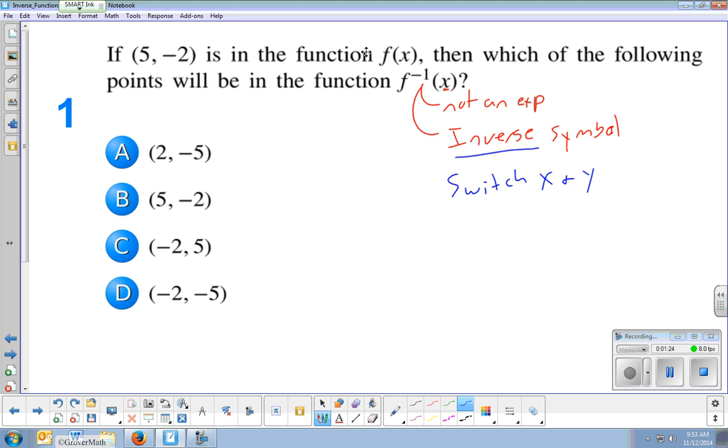So then this is actually a very simple question, right? Here's (5, negative 2). The inverse would be (negative 2, 5). Just switch x and y. That's it. It's that simple. We're going to see inverse graphs and inverse equations, but inverse at the coordinate level is very simple. Just switch x and y. So let's take a look at an inverse graph.